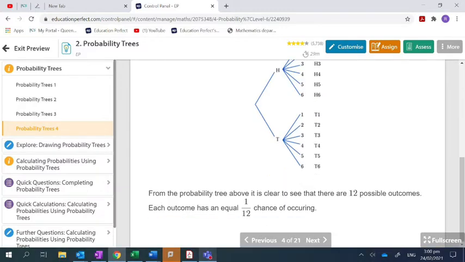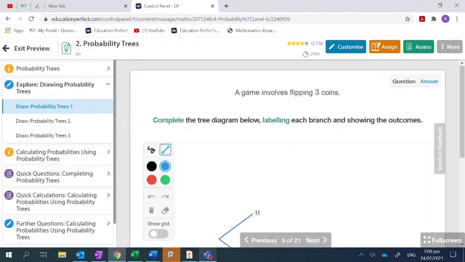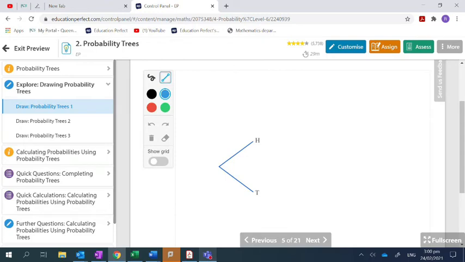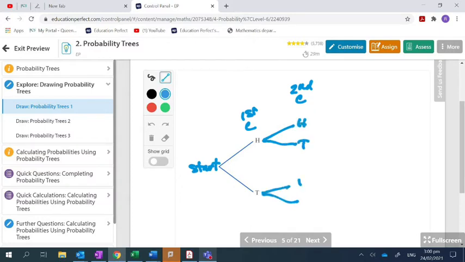So there's your tree. So let's just do a couple of these together. Complete the tree diagram below, labeling each branch. The game involves flipping 3 coins. So they've started it. So what we have so far is our start, and we have the first coin, right? But we're going to do it 3 times. So the next one we're going to have is the second coin, right? So from heads, I need to branch out and get what? Heads or tails. From tails, I need to branch out and get heads or tails.